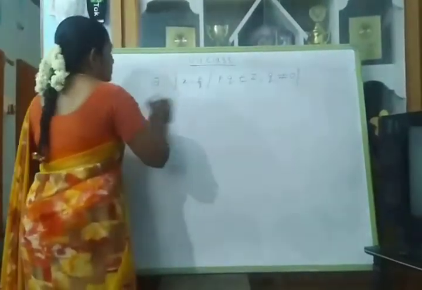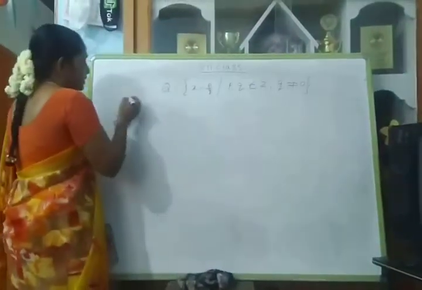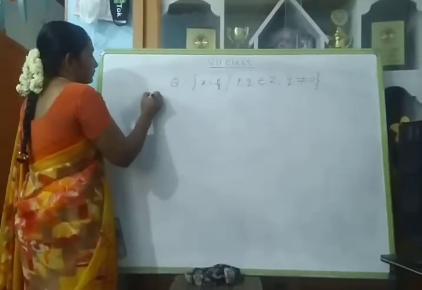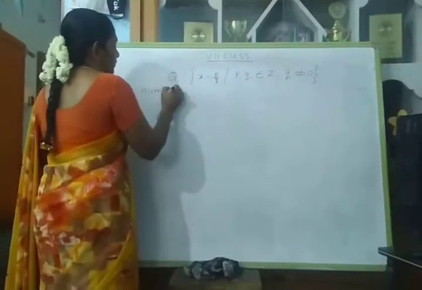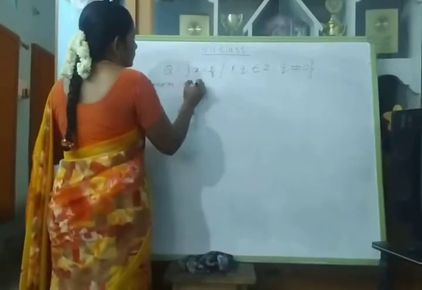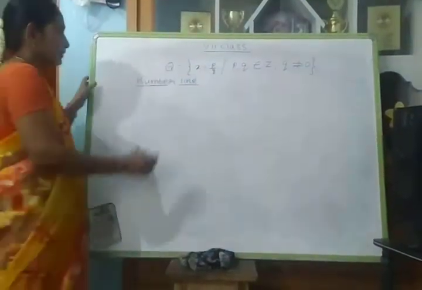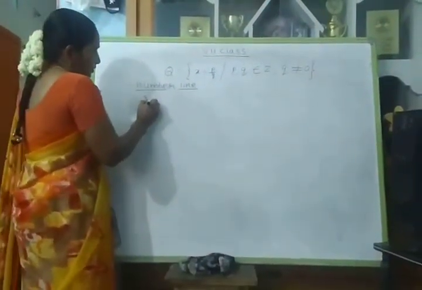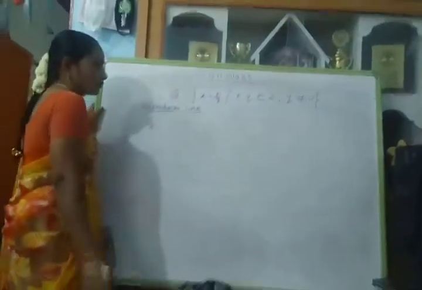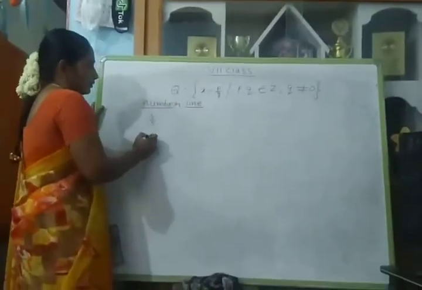Equivalent rational numbers. Now, rational numbers represented on the number line. How will we represent them? For example, 3 by 5. How will we represent this one?